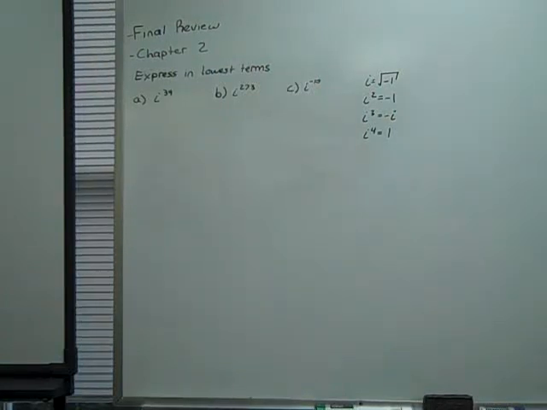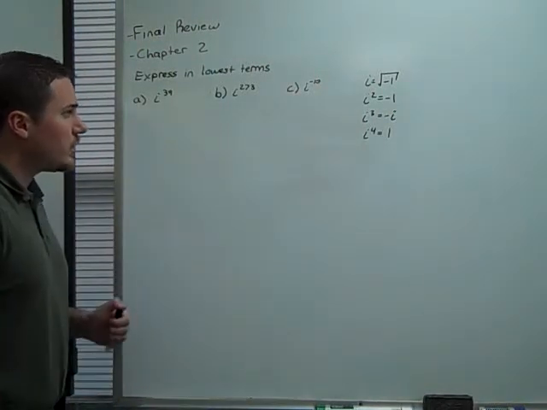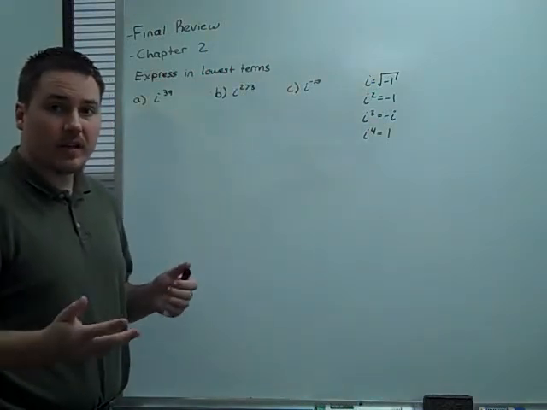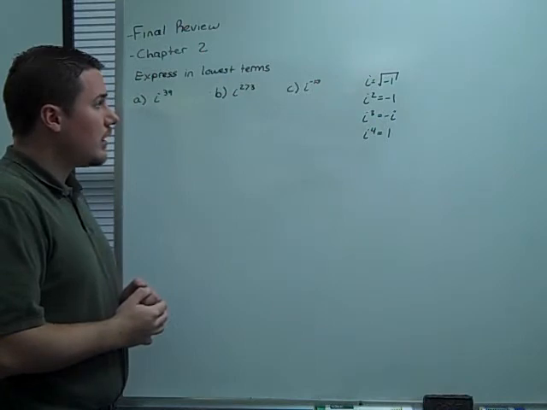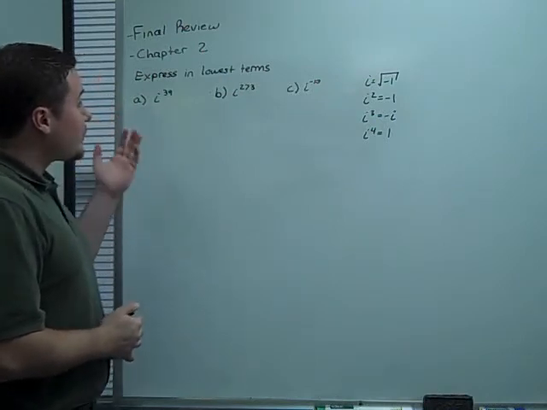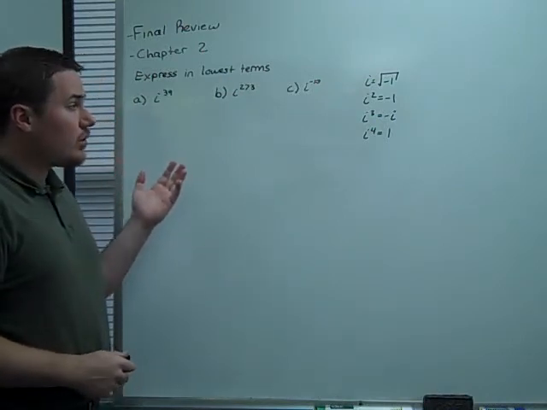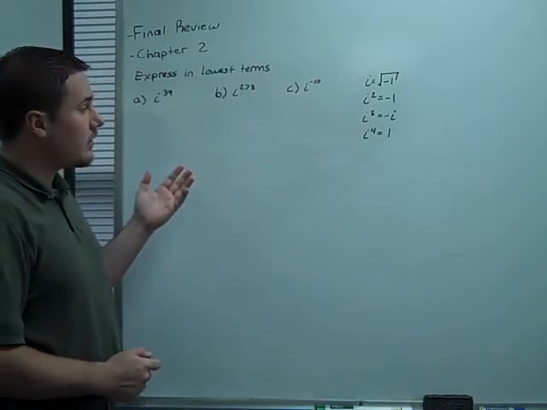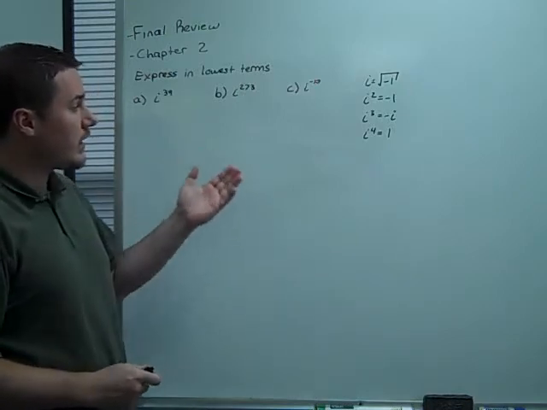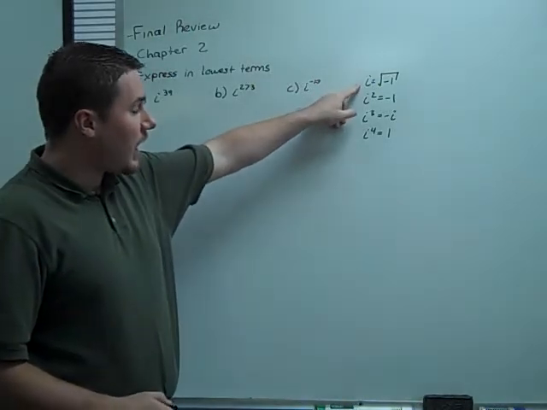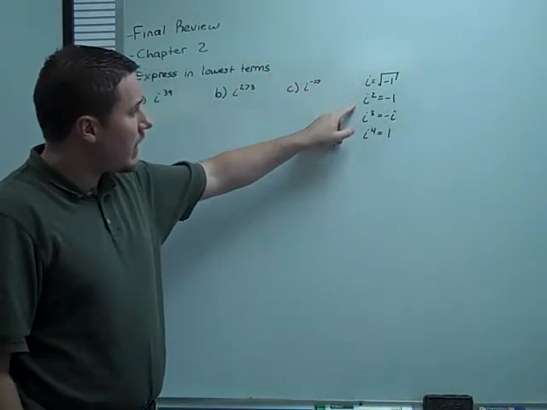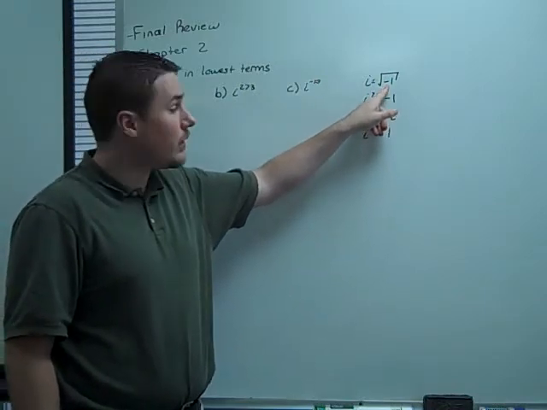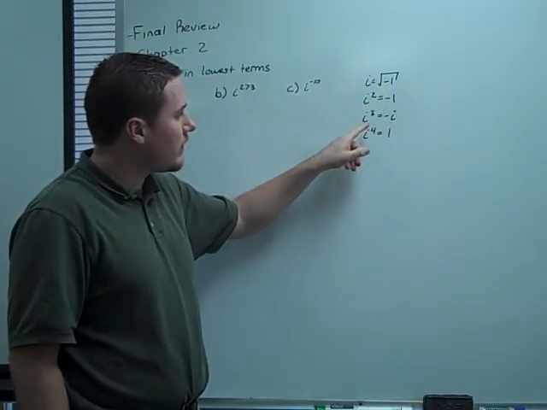This next problem in Chapter 2, we deal with raising an imaginary number to some arbitrary integer exponent. I say express in lowest terms because there are only 4 possible answers when you raise the imaginary unit to an exponent. Namely i, which is i to the first, i squared, which is -1, because square root and square give you -1.